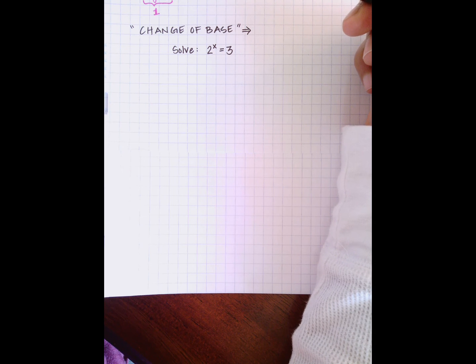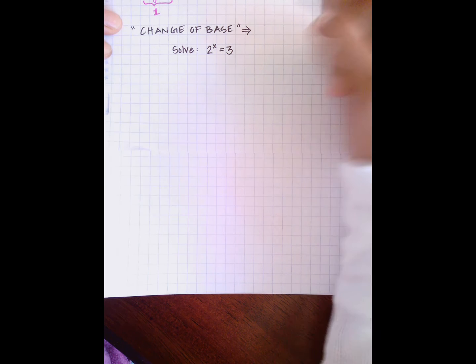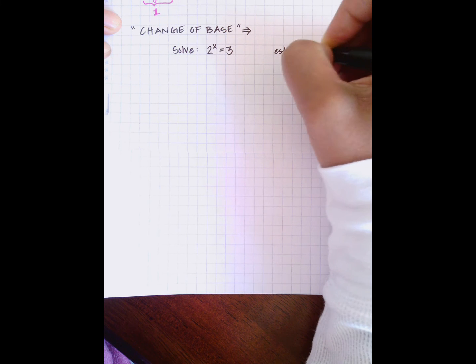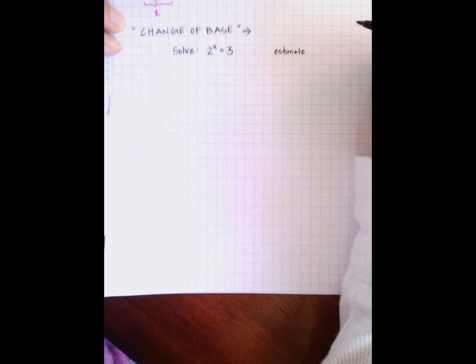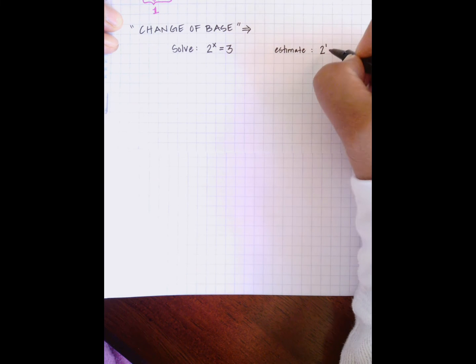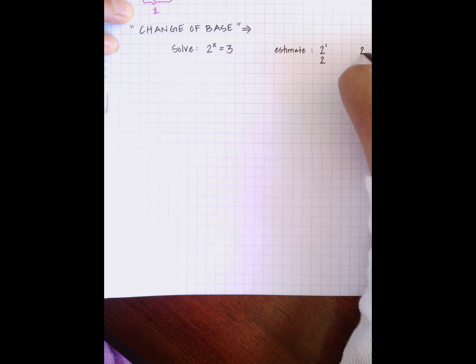If we were asked to solve an equation such as the one in front of us, 2 to the x equals 3, I have an idea of what that value would be. I could estimate its value if I took a moment to estimate the exponent that I would have to raise 2 to get 3. Well, I know that 2 to the first power equals 2. I also know that 2 to the second power equals 4. And again, I'm curious about 2 to what power is going to get me a 3.